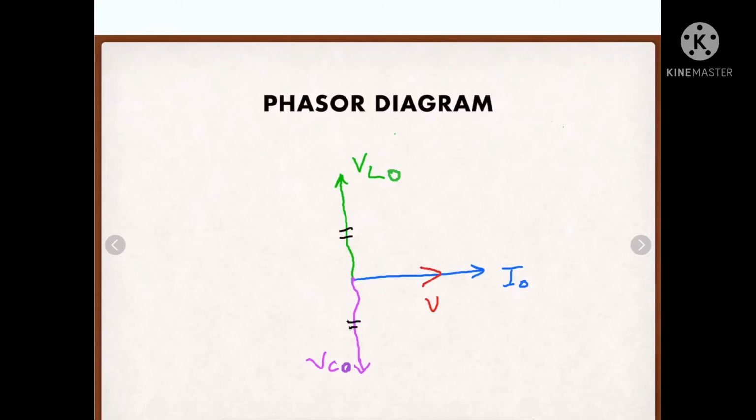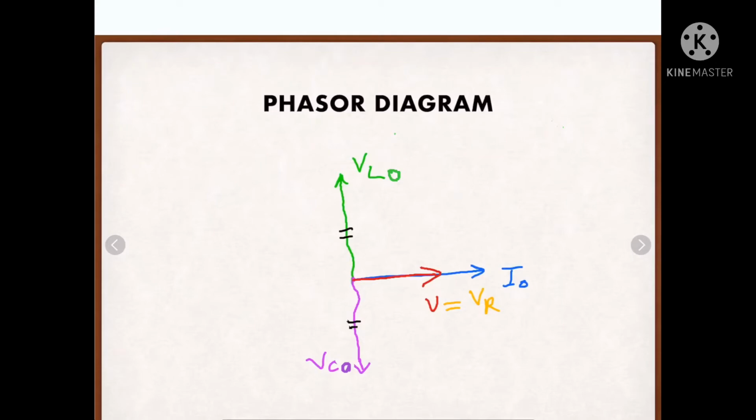So there will be only one voltage, that is going to be the voltage across resistance. And that voltage across resistance is going to be equal to the supply voltage. That is the only condition of resonance. Okay, so this is all about the phasor diagram.